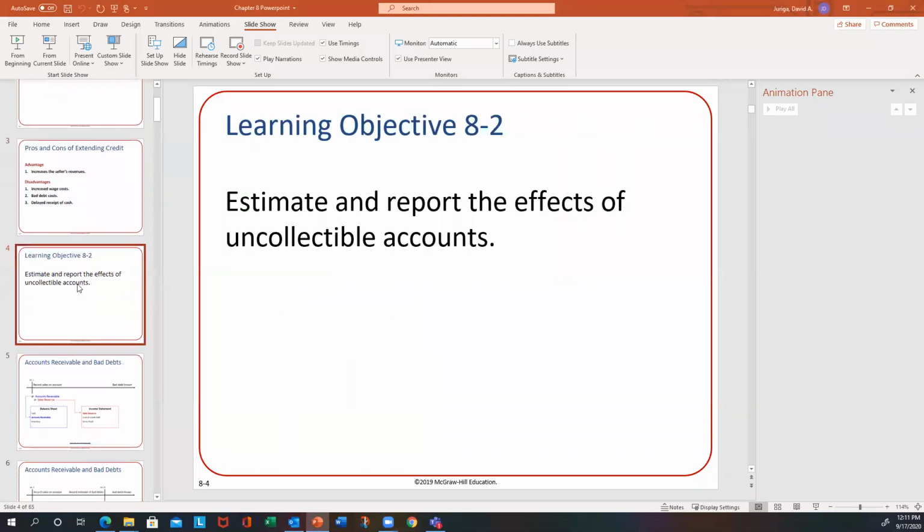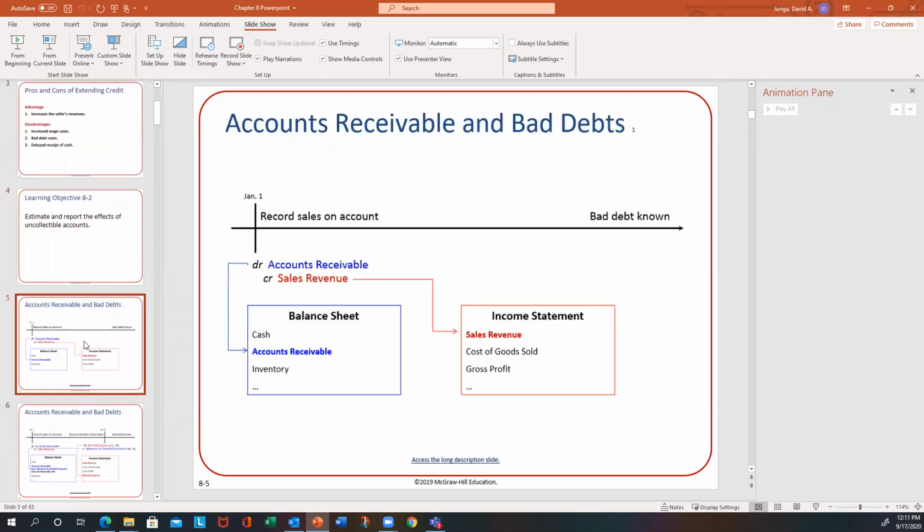All right. So some of the effects when we get to estimating some of these bad debts: first of all, remember the beginning of a transaction to establish a sale, which we're calling a credit sale, a sale on account. You would debit accounts receivable and credit sales revenue. And of course, we all know that the accounts receivable goes on the balance sheet. That's going to be cash expected to be paid later. And then there's your sales revenue on the income statement.